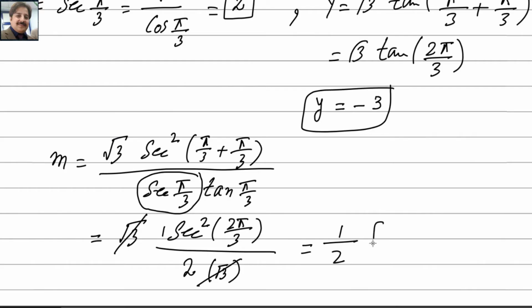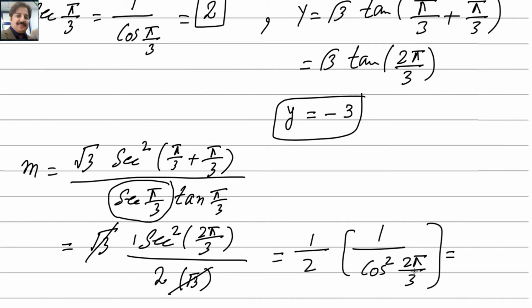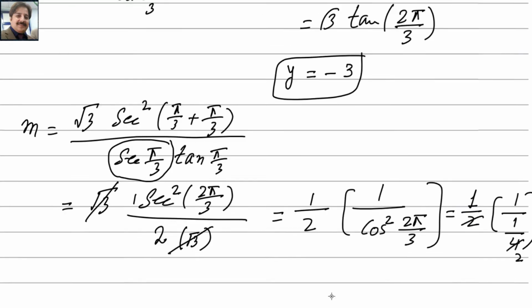Secant square can be written as 1 over cosine square 2 pi by 3, because secant is the reciprocal of cosine. You can write this in your calculator. Let's find the answer for it. Cosine square 2 pi over 3 is 1 over 4. So we can write 1 over 2 into 1 over 1 over 4. The denominator always multiplies with the numerator. So this 2 will be cancelled out and we get the answer 2 again. So the gradient will be 2.